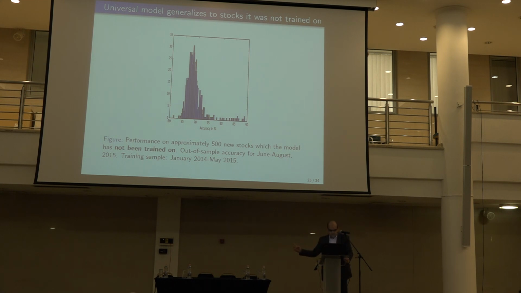Now, this is even more interesting. So now we split the sample into two, 500 stocks on which the network is trained, and then we use this network trained on the first 500 stocks only to forecast price changes in the other 500 stocks on which it has not been trained. Okay, so it has never seen the time series for those stocks. And what we see is that the accuracy is totally comparable to the accuracy for the stocks on which it has been trained. What does that mean?